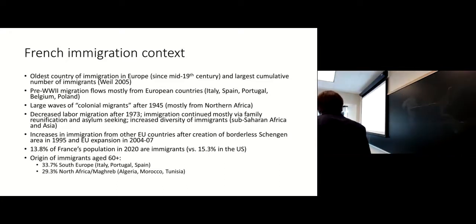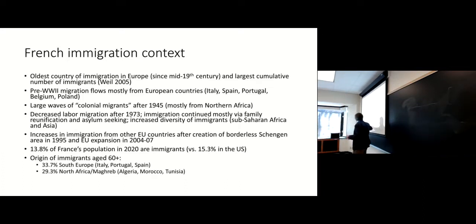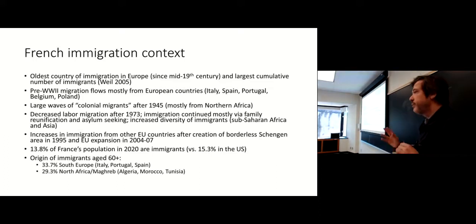Now, in terms of the origins today, I'm looking at the elderly population, which is the focus of this paper. There are two main groups that stand out. Southern Europe first, with 33.7% of the immigrants in that group. So Italy, Portugal, and Spain. And 29.3% from Northern Africa or the Maghreb: Algeria, Morocco, and Tunisia. If you look at the overall population, then the ranking of these two regions will be different. It depends on the waves and the history of immigration. But for the age group and time frame that we're looking at, the top group is South Europe. You basically have a third South Europe, a third North Africa, and then the last third is a mix of countries.